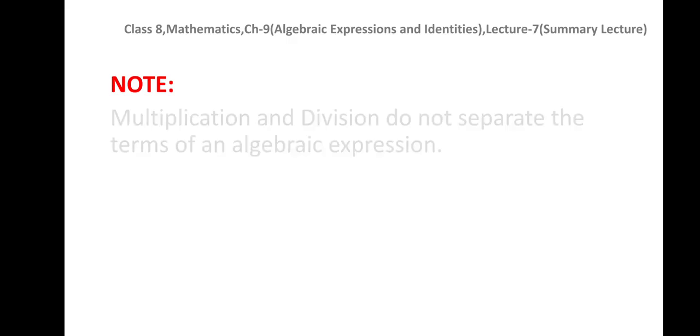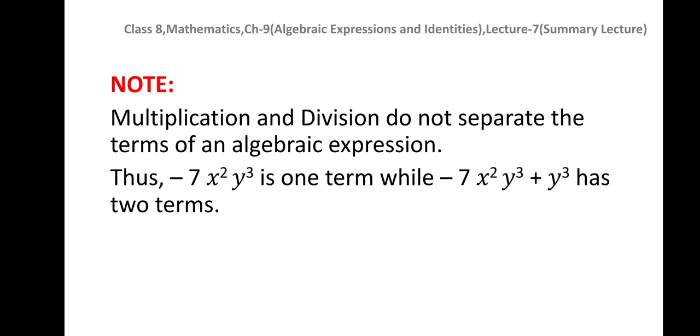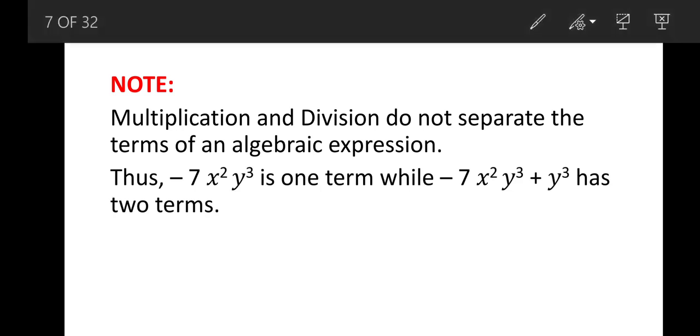Now, another point to note is multiplication and division do not separate the terms of an algebraic expression. What does it mean? With the help of this example, you will be able to understand. Like minus 7x square y cube, you might think there is a multiplication sign between minus 7x square and y cube, but multiplication and division signs do not separate the terms of the algebraic expression. So, this will be considered a single term, that is, one term.